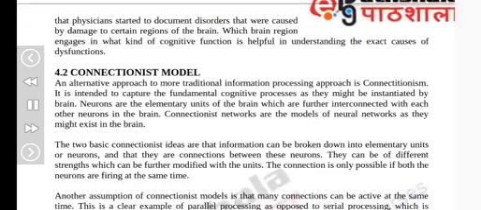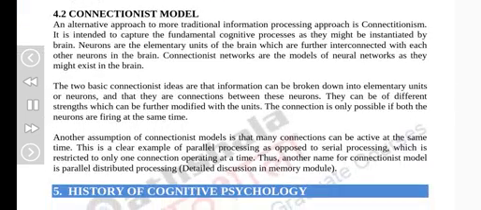The two basic connectionist ideas are that information can be broken down into elementary units or neurons, and that there are connections between these neurons. They can be of different strengths, which can be further modified within the units. The connection is only possible if both the neurons are firing at the same time.